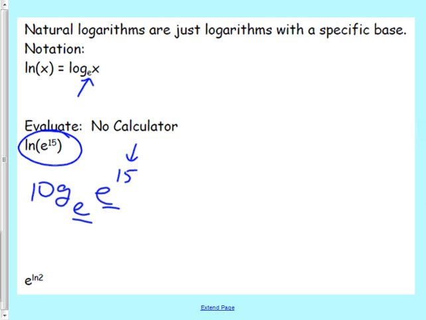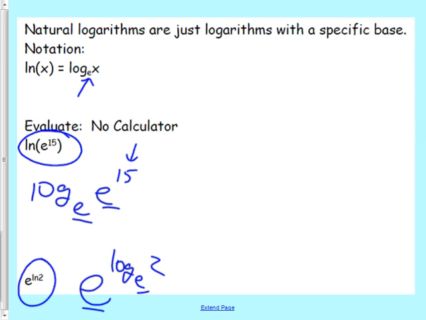Okay. So how about this guy? Well, that means e to the power of log base e. Notice all I'm doing is rewriting ln's as log base e's. And if these two are the same, what's the answer? 2.